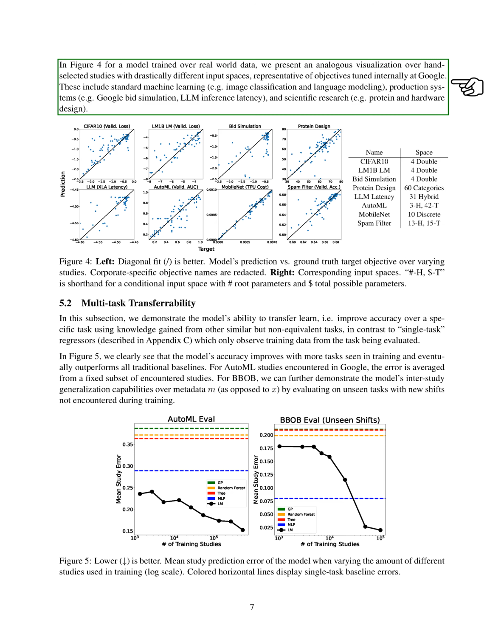When we look at models trained on real-world data, we present similar visualizations for selected studies from Google's internal objectives. These studies span a wide range of areas, including standard machine learning tasks like image classification and language modeling, production systems such as Google's bid simulation and LLM inference latency, and scientific research areas like protein and hardware design.